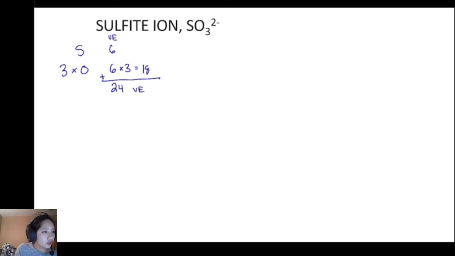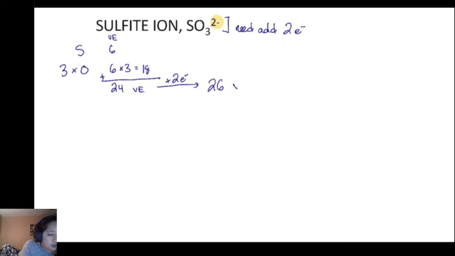Step two, adjust for charge. The charge here is -2. This negative charge means we need to add 2 electrons to the valence electrons that we have. Because we have a -2 charge, we're going to add 2 electrons. So we have a total of 26 valence electrons.